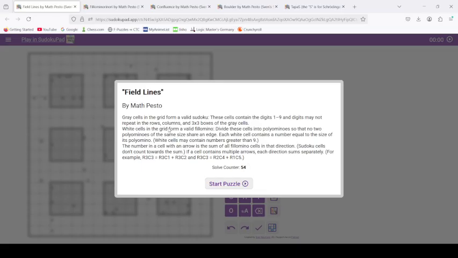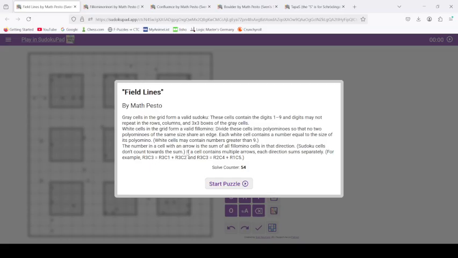Alright, let's get into the rules. Philomeno Lines by MathPesto. Gray cells in the grid form a valid Sudoku. These cells contain the digits 1 through 9, and digits may not repeat in the rows, columns, and 3x3 boxes of the gray cells. White cells in the grid form a valid philomeno. Divide these cells into polyominoes so that no two polyominoes of the same size share an edge. Each white cell contains a number equal to the size of its polyomino. White cells may contain numbers greater than 9.